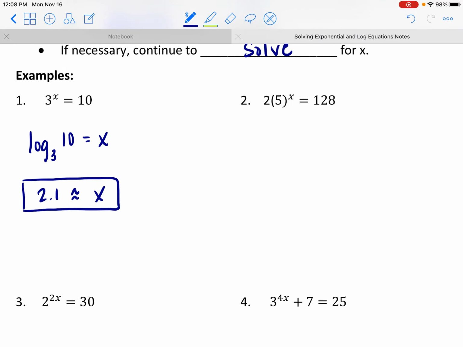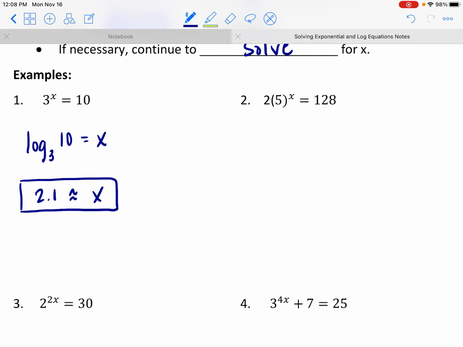Okay, now looking at number 2, again, the exponential piece, this 5 to the x, is not alone. It's being multiplied by 2. So I'm going to start this one by getting rid of that 2. I'm going to divide both sides by 2. So that's going to cancel that there. And now I have 5 to some power equal to 64.